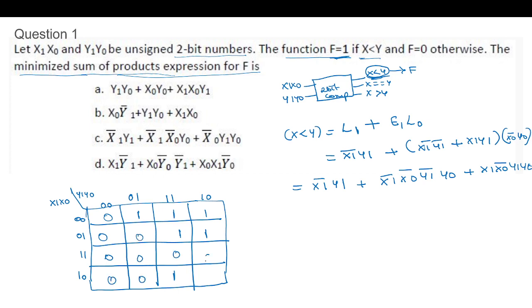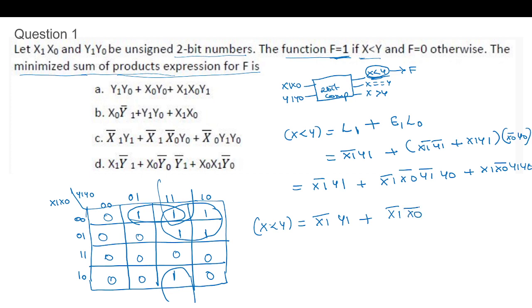Now we can simplify this. Okay, so here we form a quad and we can form one pair here and one here. So now let's write the equation. x less than y equals this quad. Here x1 bar is not changing and here y1 is not changing, plus this pair x1 bar x0 bar y0, plus this pair x0 bar y1 y0. So this is the expression.